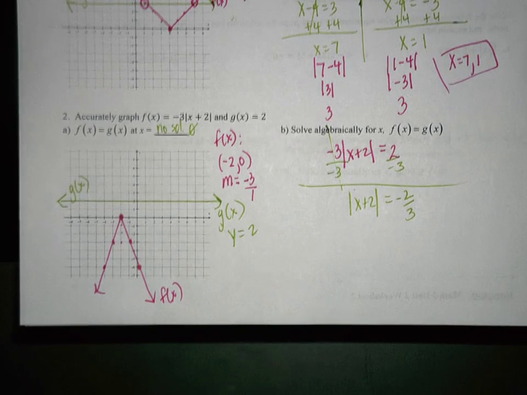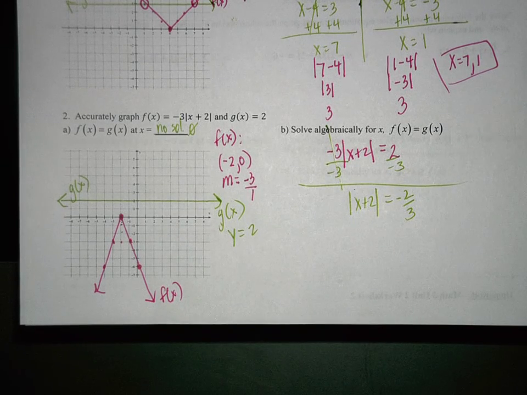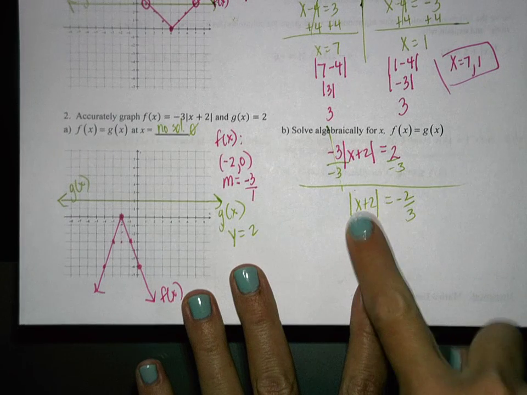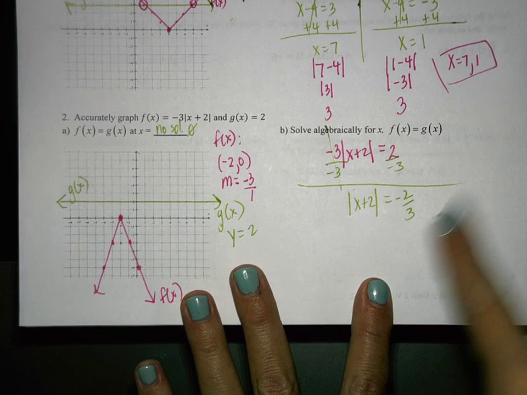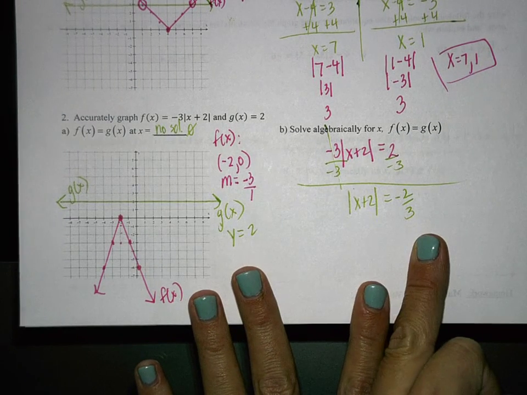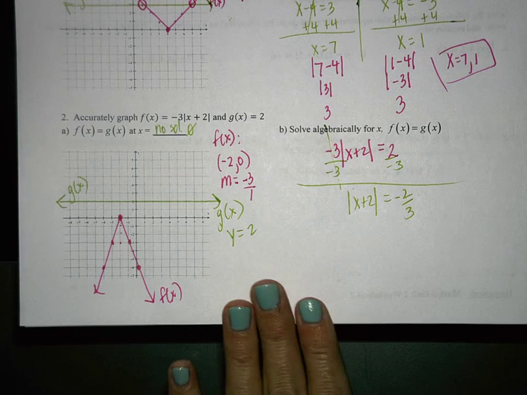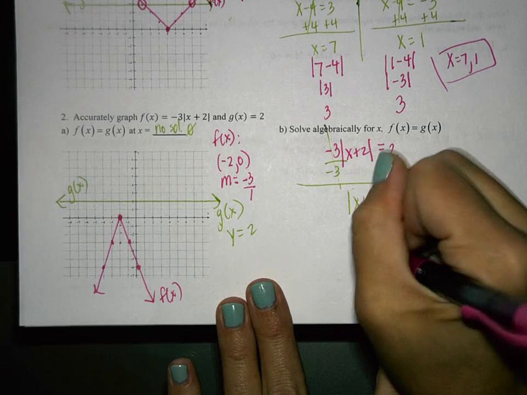Now this is why you always want to check things. When you start with your absolute value, will an absolute value ever equal a negative value? No. And so this answer is no solution.